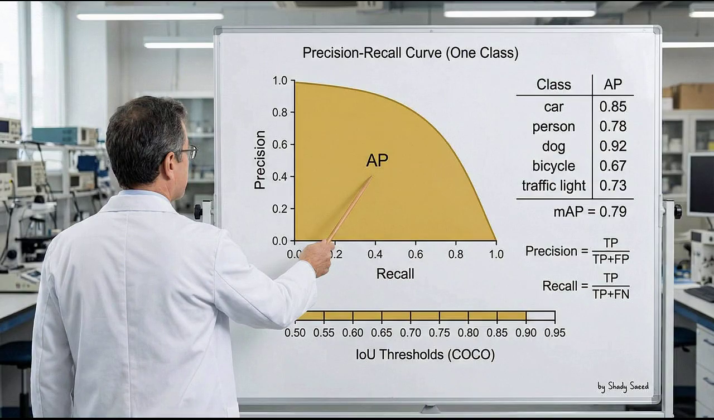Mean average precision, or mAP, is the standard metric for object detection. For each class, you rank all predictions by confidence, then compute precision and recall at each threshold, forming a precision-recall curve. The area under this curve is average precision, AP. mAP is the mean of AP across all classes. COCO uses mAP averaged over 10 IoU thresholds from 0.5 to 0.95 in steps of 0.05, called mAP at 0.50 to 0.95, or simply mAP 50-95.